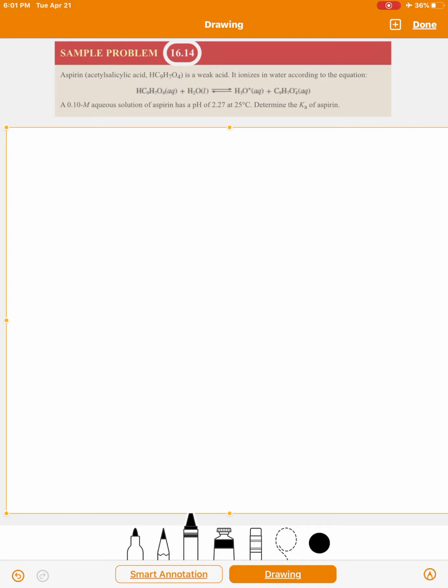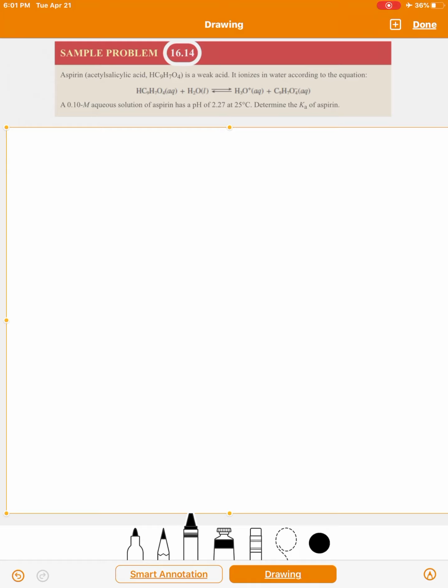So a 0.10 molar aqueous solution of aspirin has a pH of 2.27 at 25 degrees C. Determine the value of Ka for aspirin. Okay, so this is that third type of problem I discussed in the lecture.